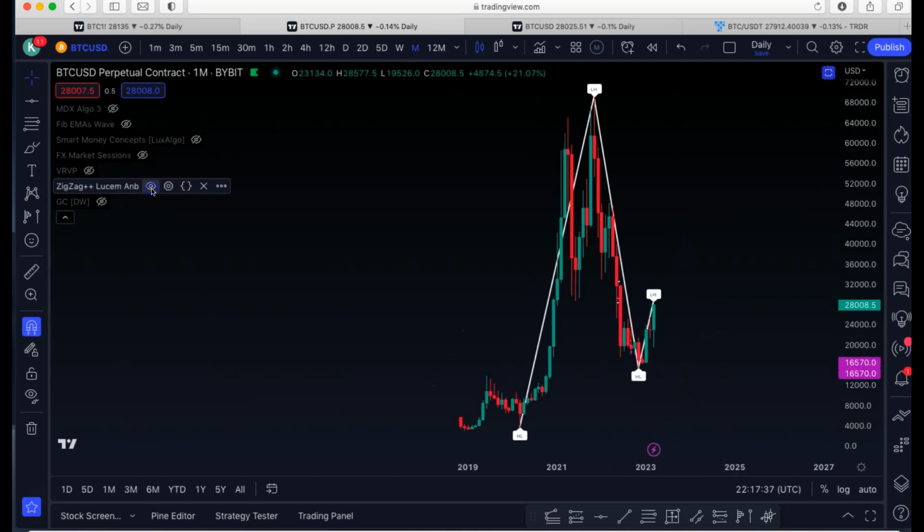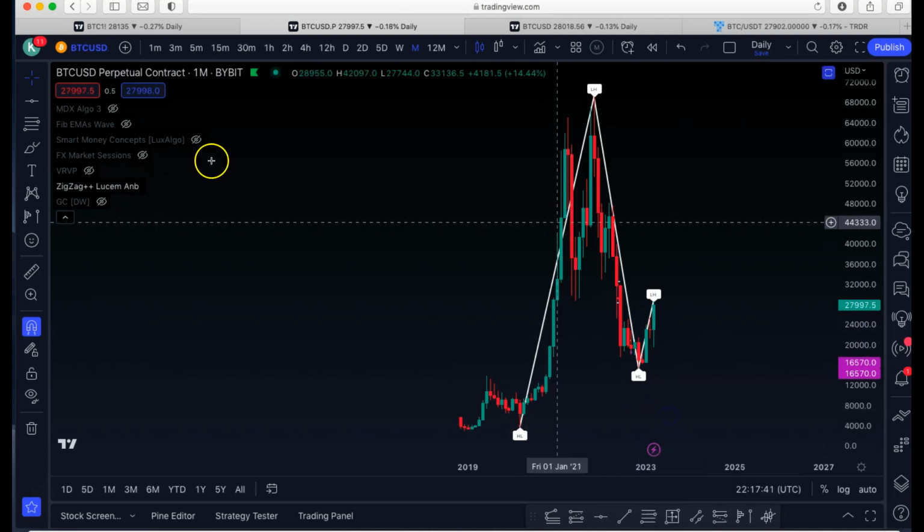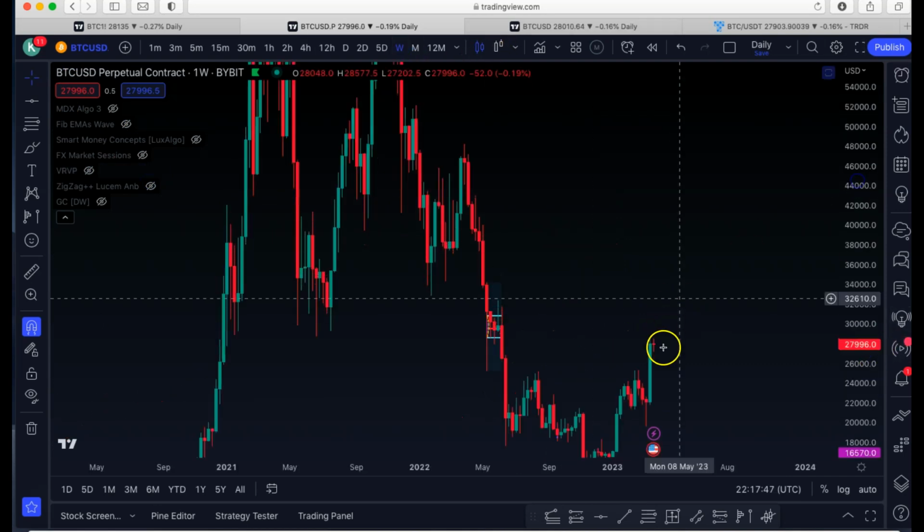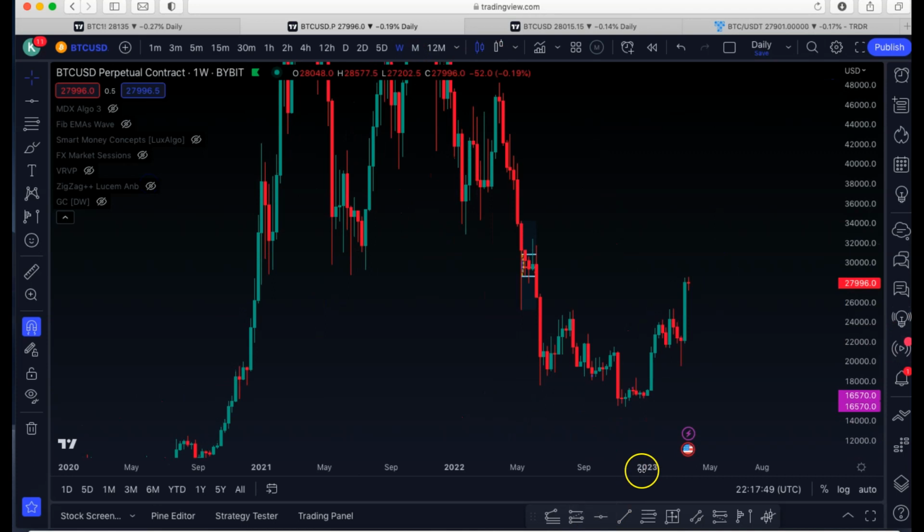So in the monthly chart, highlighting this, it could just be a lower high. You just don't know, so just see how it plays. But in terms of weekly, it is bullish until proven otherwise. We cannot deny that. I'm not going to force it, right?